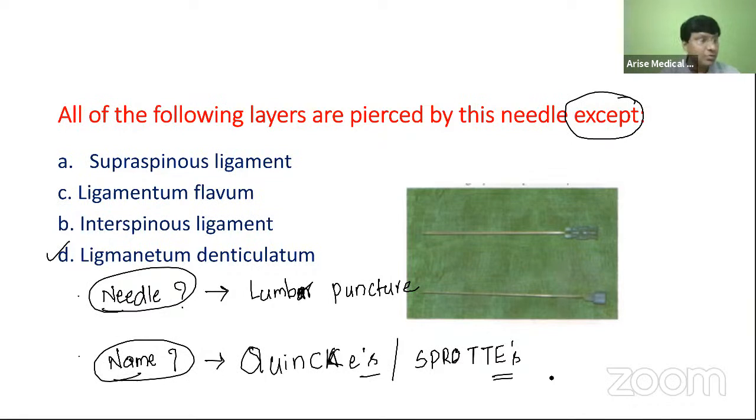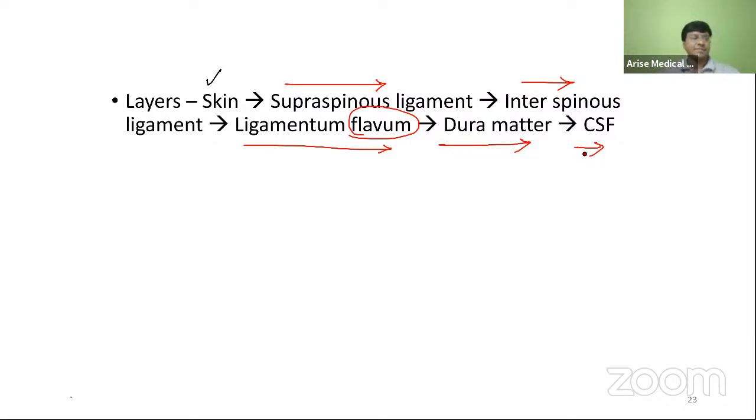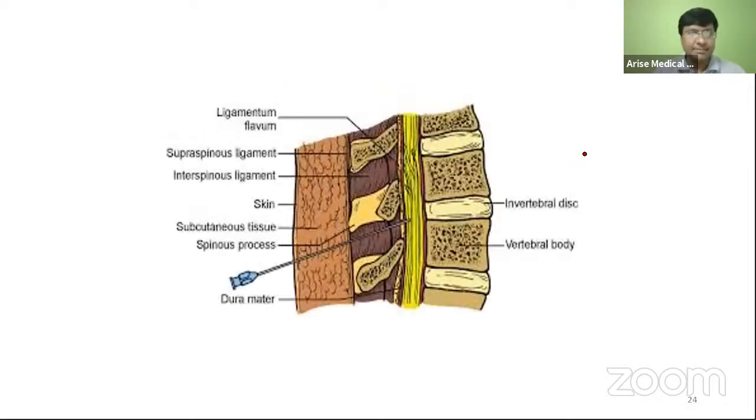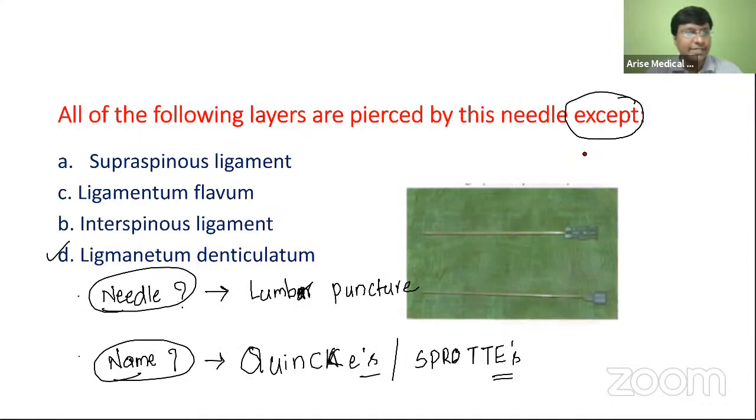Now we will come to the exact question. All of the following layers are pierced by this needle except; now I will show you the sequence. First, the skin is pierced by this needle, followed by the supraspinous ligament, then the interspinous ligament, then the ligamentum flavum. It does not pierce the ligamentum denticulatum. Then we pierce the dura mater, then we enter the place where the CSF is present. So this is about the layer which is not pierced by this particular needle. The answer is ligamentum denticulatum.